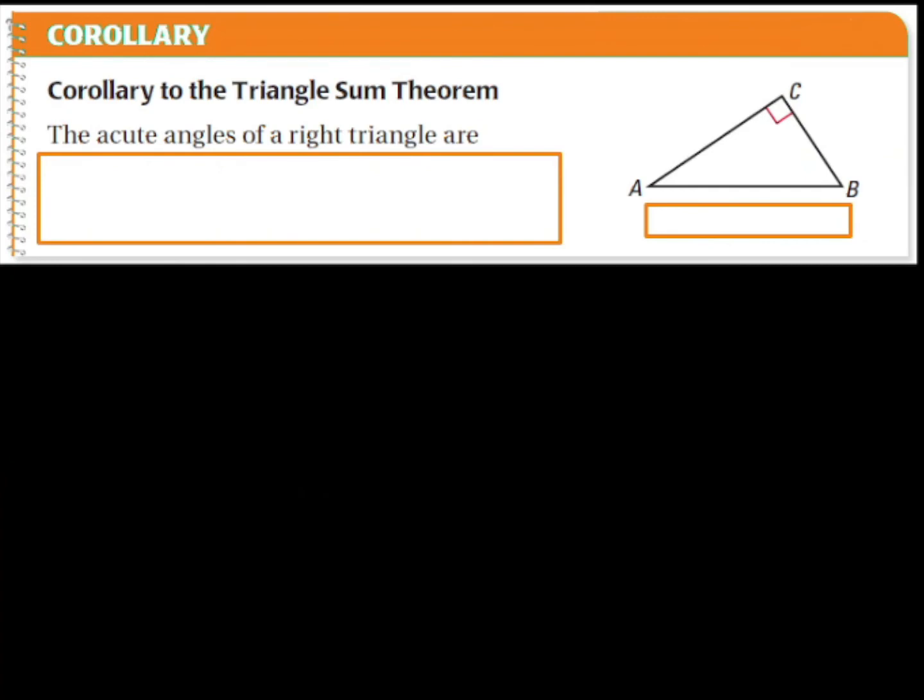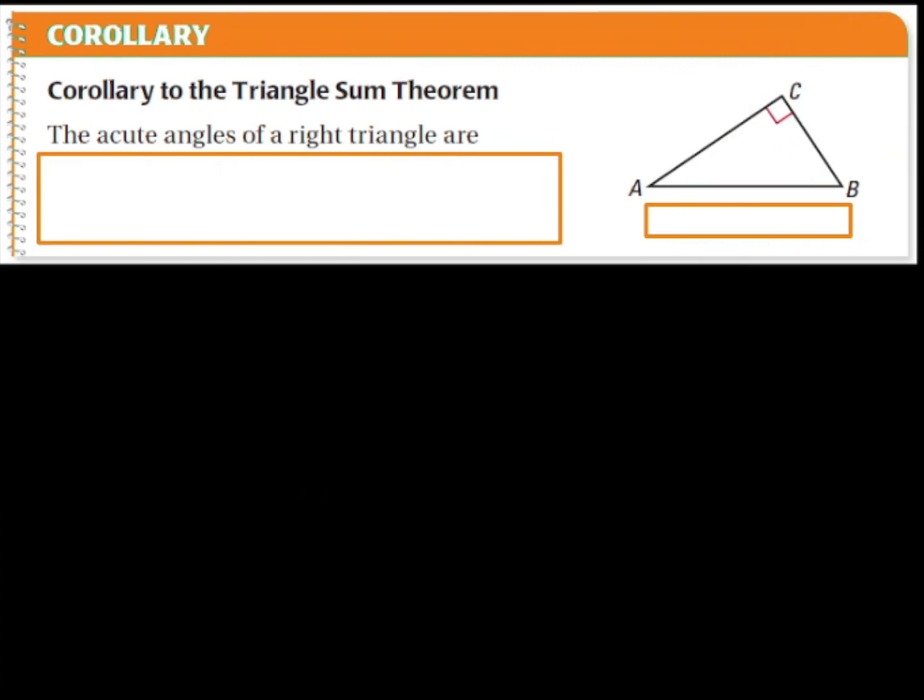So what happens if you already have one of your angles that's a 90? What do the other two angles have to add up to? If all three add up to 180 and you've already used up 90, how much is left for angles A and B? Well, 180 minus 90 leaves another 90 degrees for A and B to share.